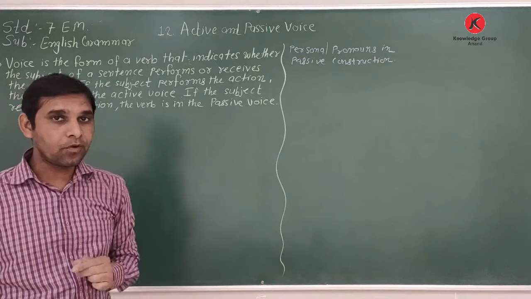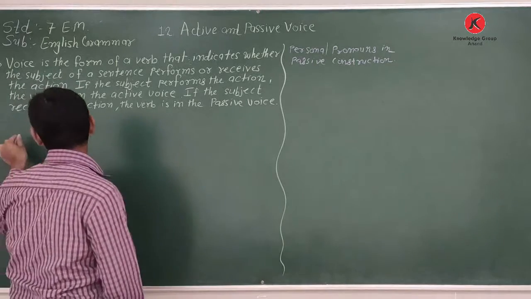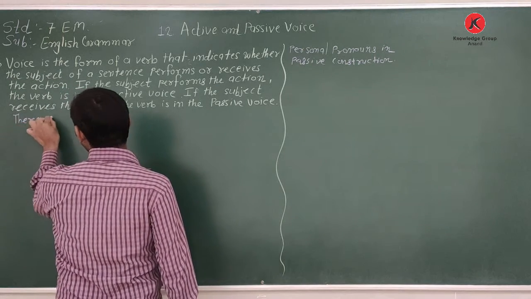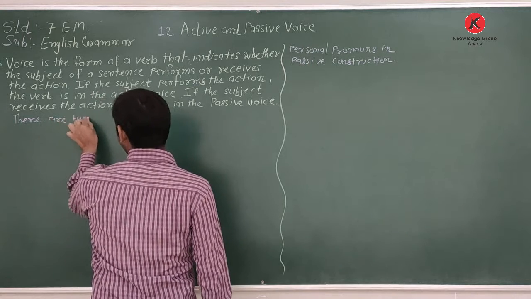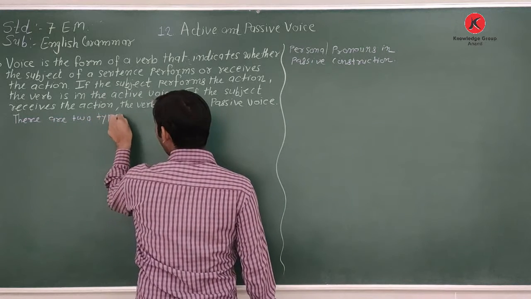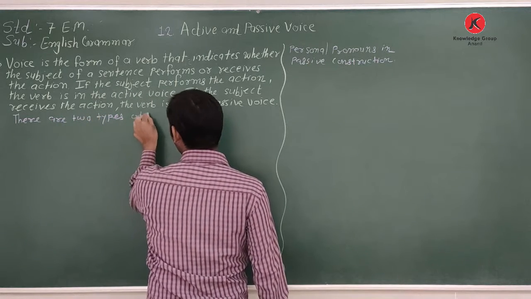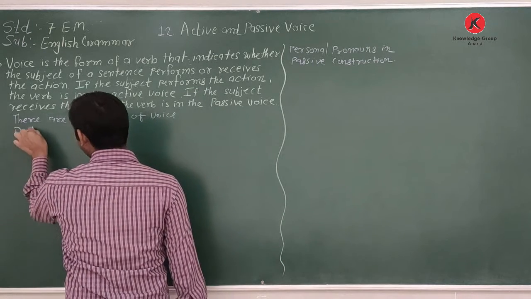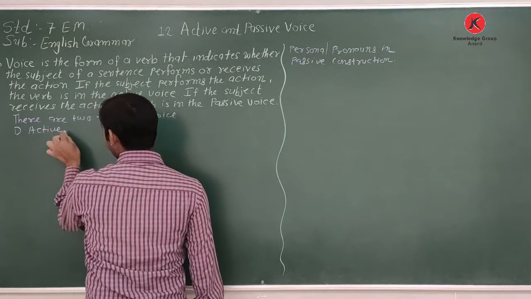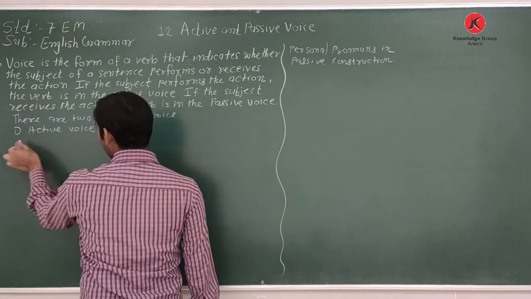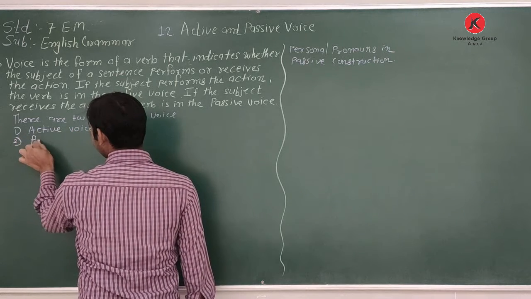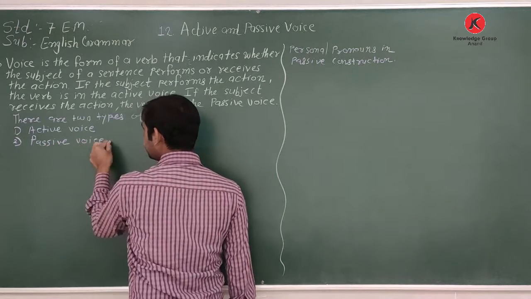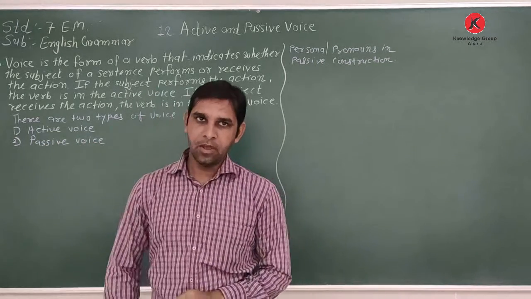How many types of voices are there? There are two types of voice. The first one is active voice and the second is passive voice. Active voice and passive voice.